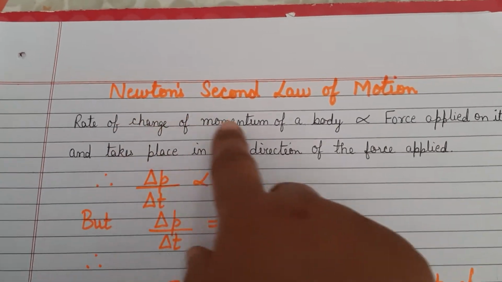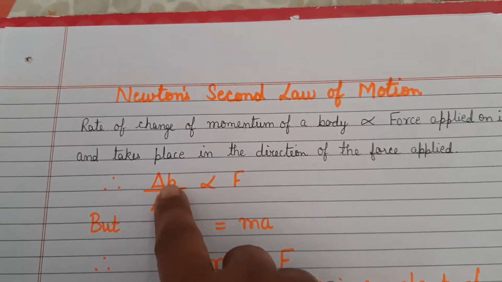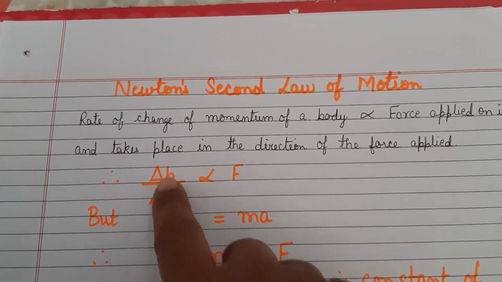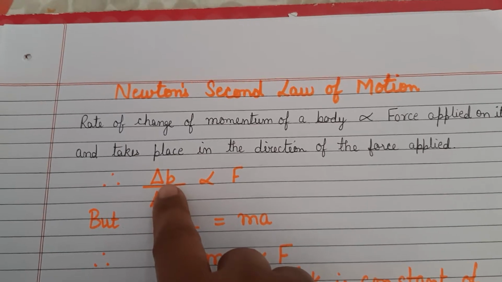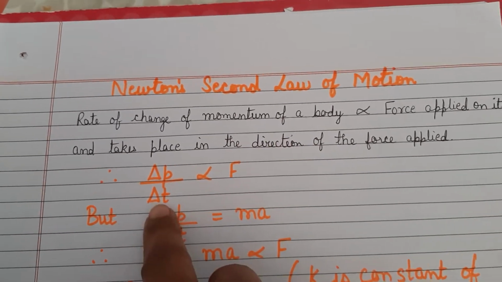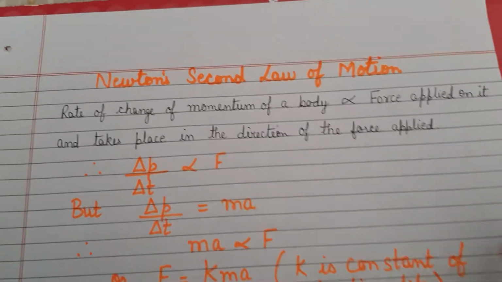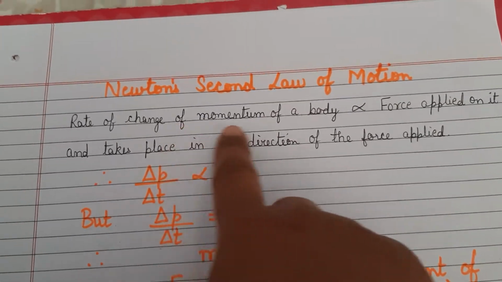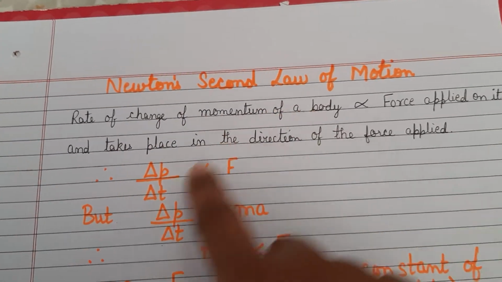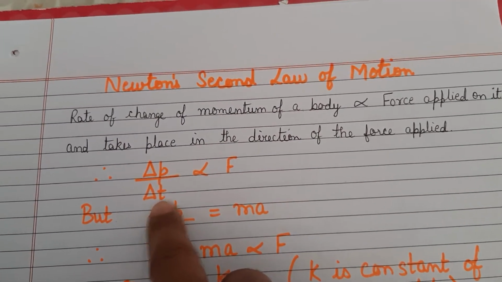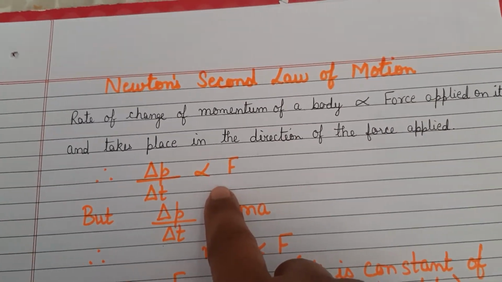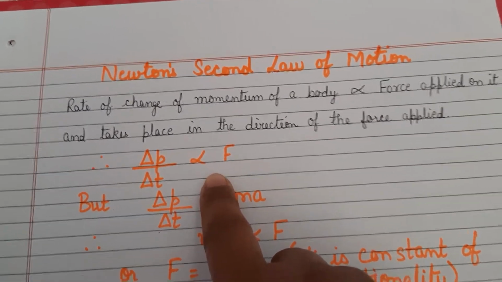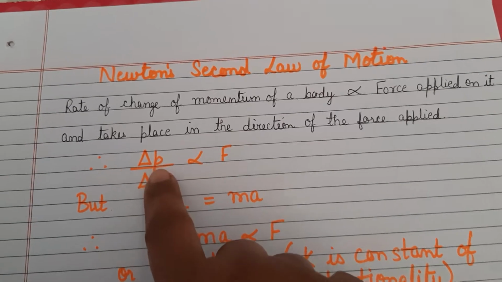Now what is rate of change of momentum, children? That is delta P upon delta T, because we know P is momentum, change is delta P, and rate is with respect to time. According to this statement, rate of change of momentum, that is delta P upon delta T, is proportional to the force, that is capital F.